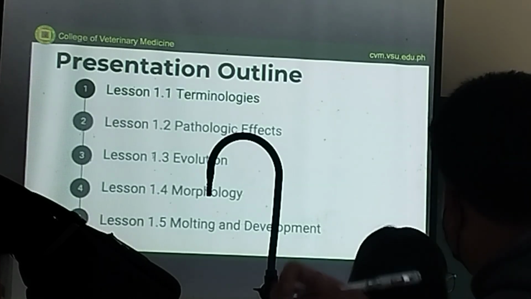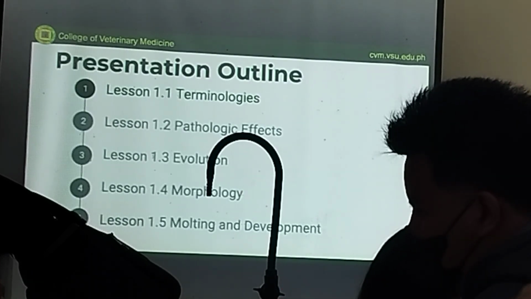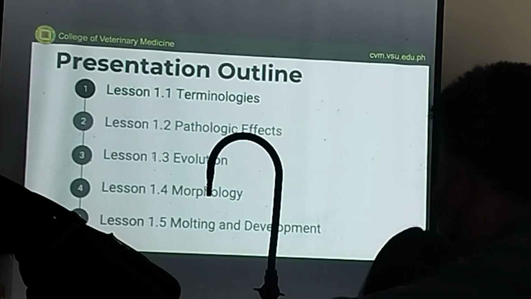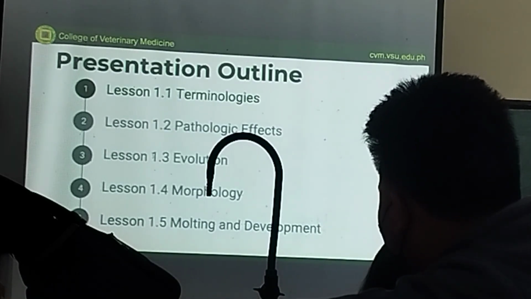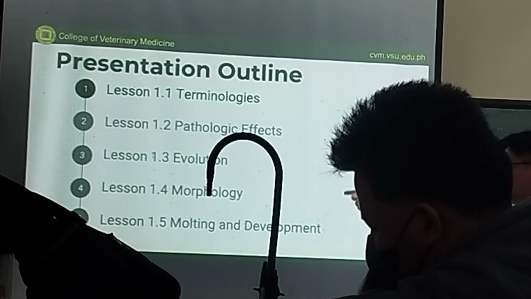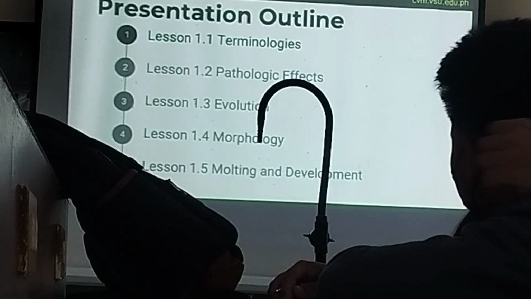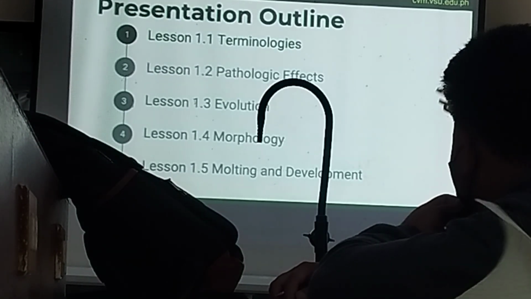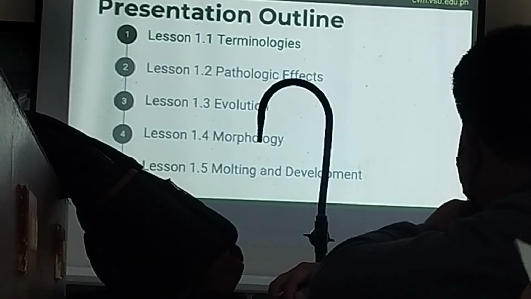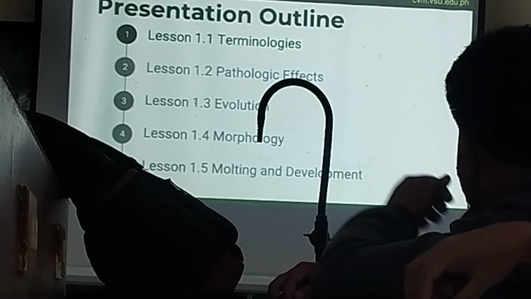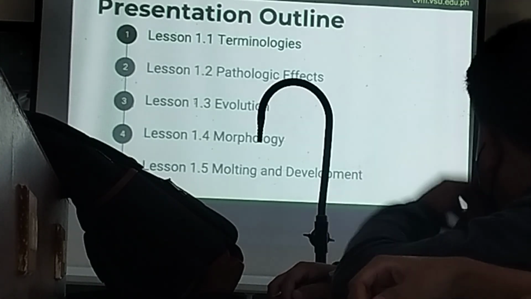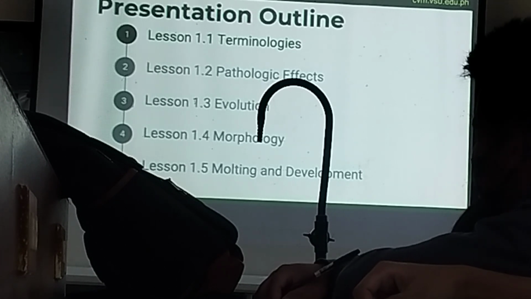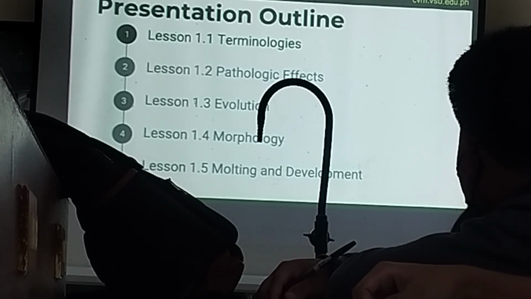Sige. So this is the presentation outline. We will discuss terminologies. But basically, under module 1, we have different topics: pathology, effects, evolution, morphology, motion, and development. And if you already visited BSUPE, you can see that all of these already have the topics inside and also the pre-recorded lectures. Those are previous lectures that you can read.